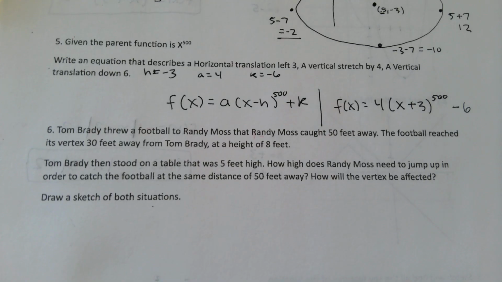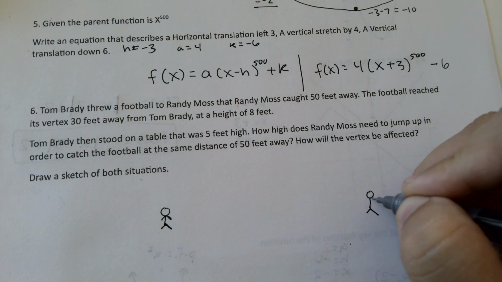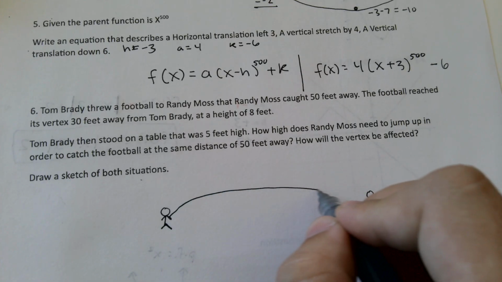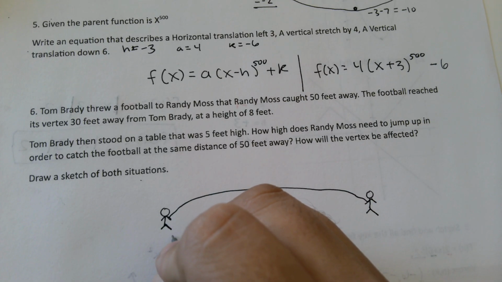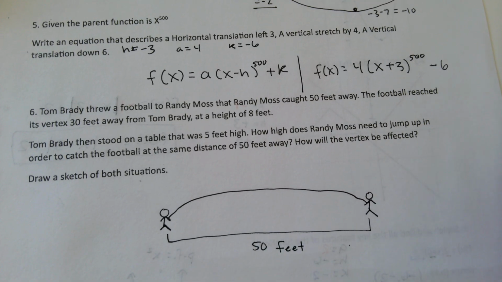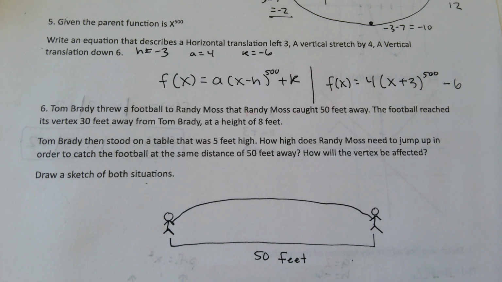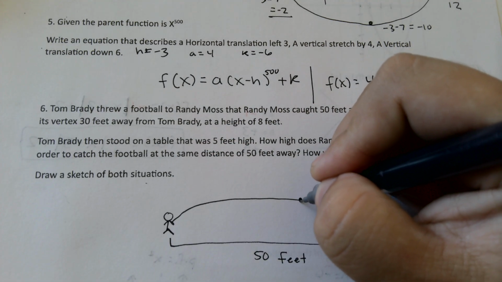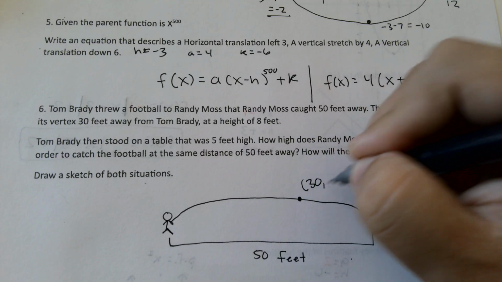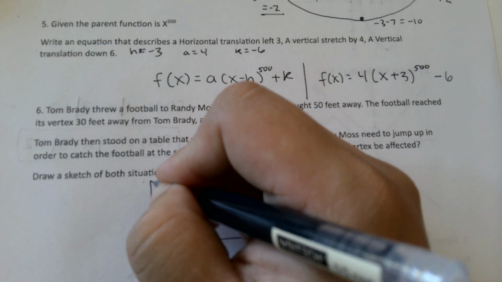Number 6, the hard part is you have to read it. It says Tom Brady threw a football to Randy Moss that Randy Moss caught 50 feet away. So that means Tom Brady's here, Randy Moss is here. He throws a football that he catches a distance of 50 feet away. The football reached its vertex 30 feet away from Tom Brady at a height of 8 feet. That means somewhere on this path, it's 38. Because if this is how far, then the y is how high.